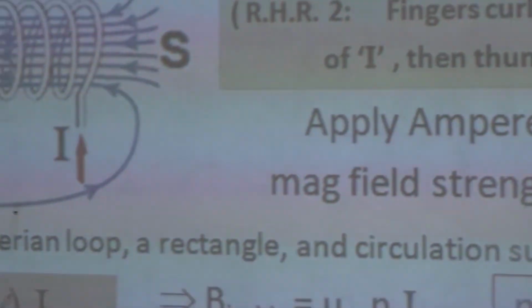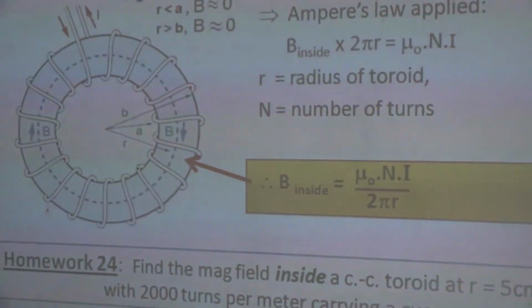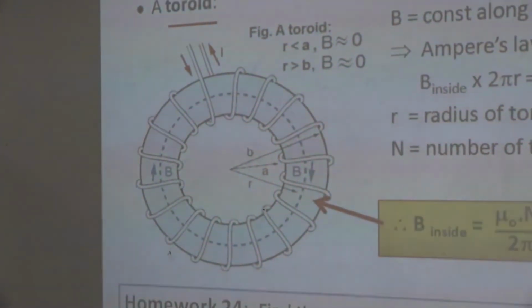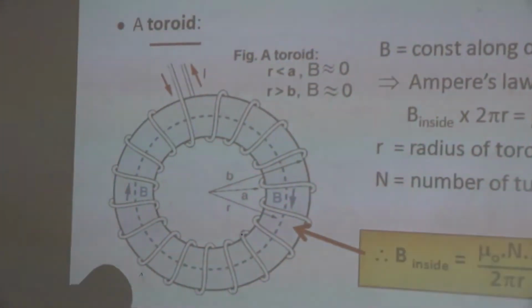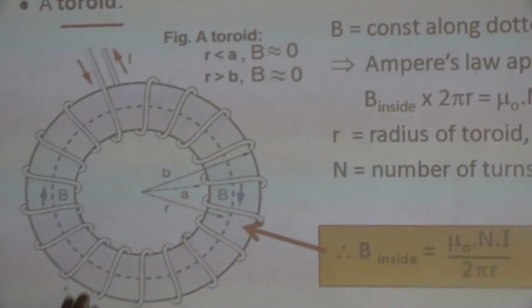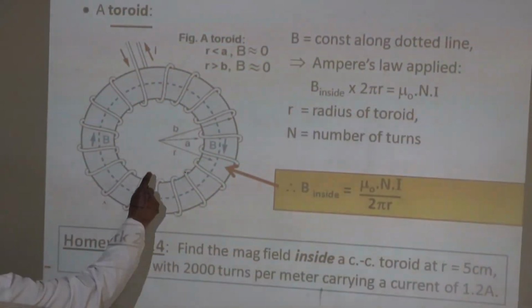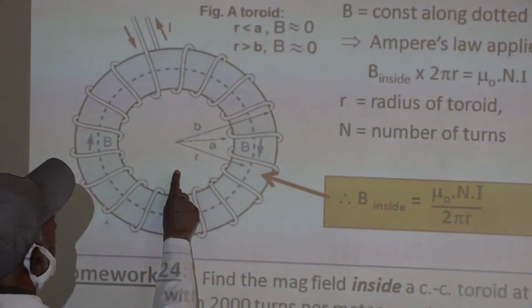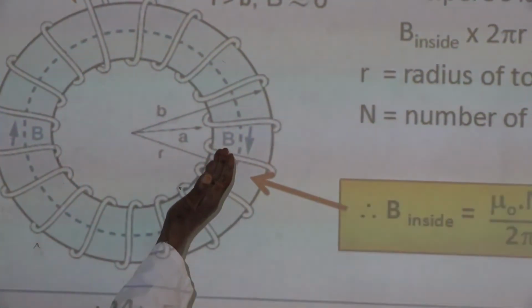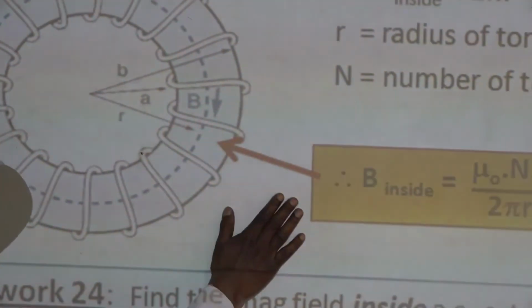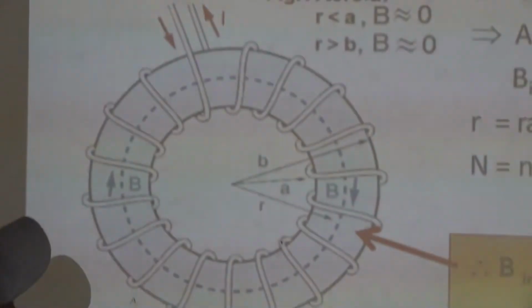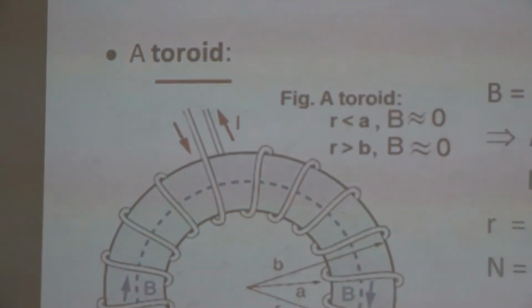So, one final topic in which we apply Ampere's law is something called a toroid. Interestingly, like a solenoid, in a toroid the magnetic field is inside, and outside the inner radius and outside the toroid it is 0. As long as you understand that, Ampere's circulation sum is very simple.